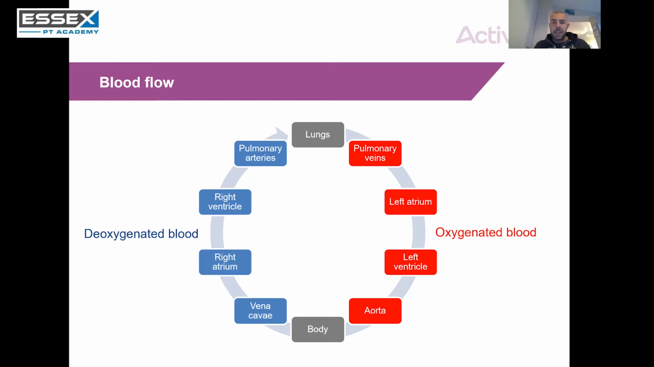So here we go. Here's the answer to that. If we start at the top with the lungs and we talk about oxygenated blood, the blood goes from the pulmonary veins to the left atrium, gets pumped down to the left ventricle, pumped out via the aorta to the body. Then it comes back in through the vena cava to the right atrium, then to the right ventricle, then to the pulmonary arteries, back to the lungs to get rid of the waste products, and then to pick up the oxygen.